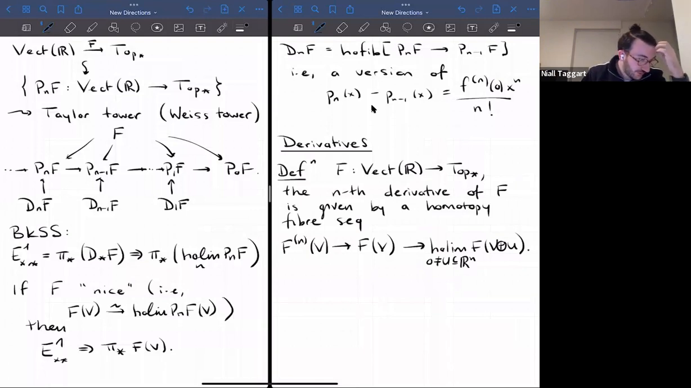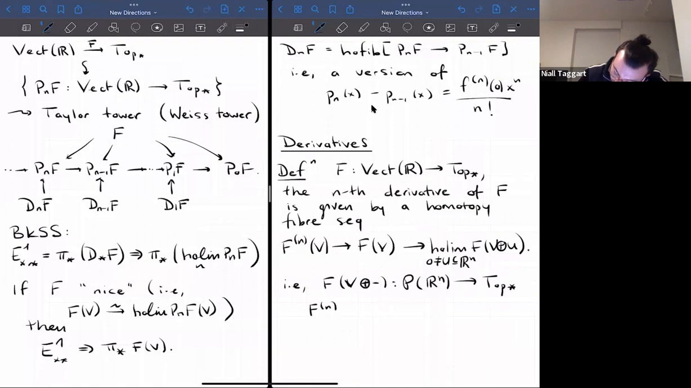So this looks like a little bit of a weird definition, but all it's really saying is that if you take your functor f, evaluate it on some vector space, and then restrict it to the poset of subspaces of R^n, you get a functor that looks something like this. And the nth derivative, at V, is the total fiber of this guy.